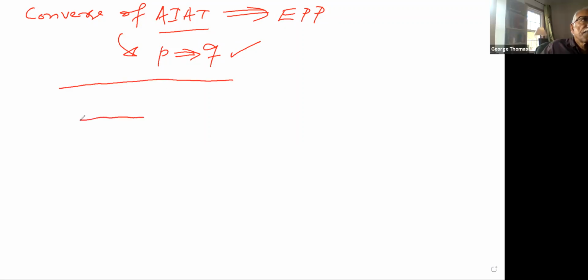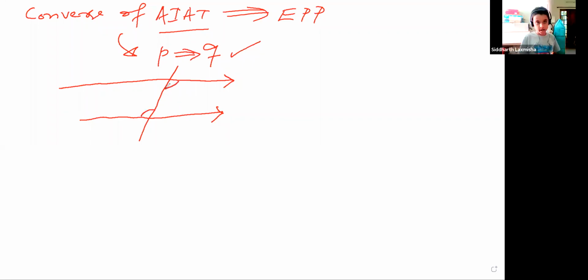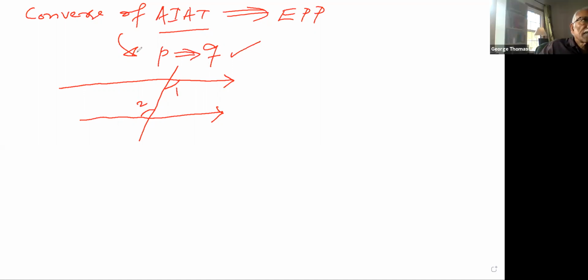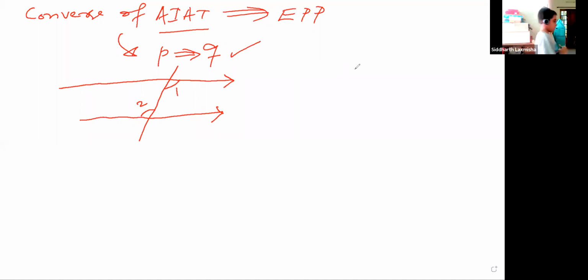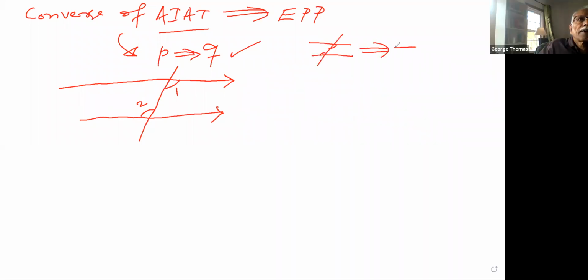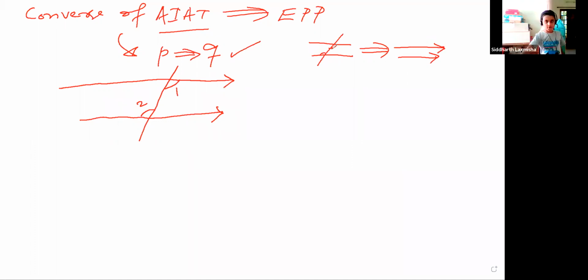What we need to show is, if you have two parallel lines, they are already given. We have to show that angle. You mean we already have to prove that? No, see, what is the converse? What is AIAT? AIAT is, if the alternate interior angles are equal, then the lines are parallel. Right. This implies the lines are parallel. Right? Now we have to.